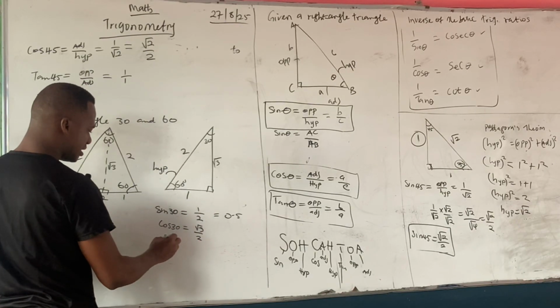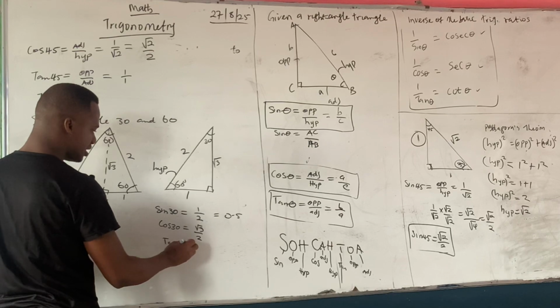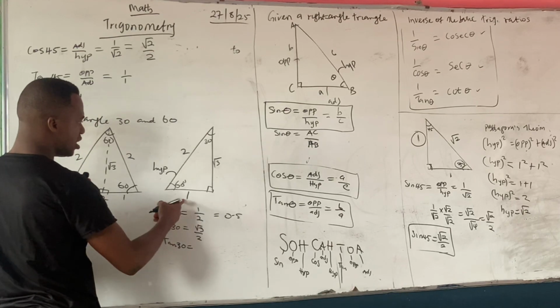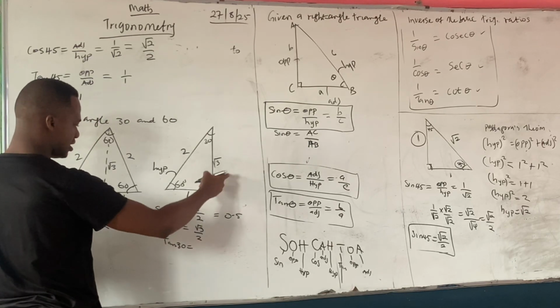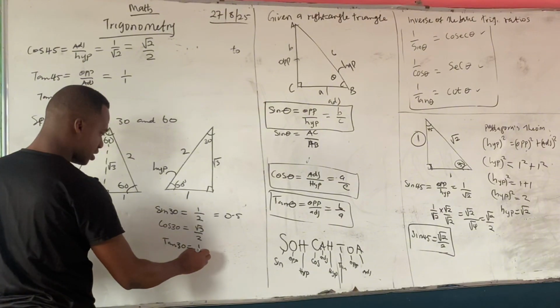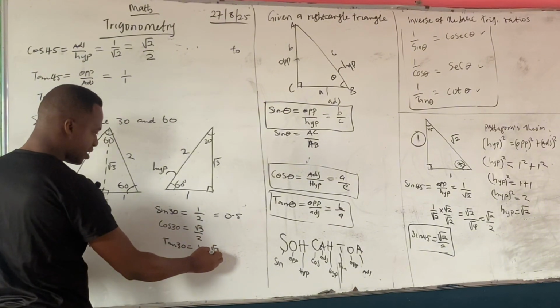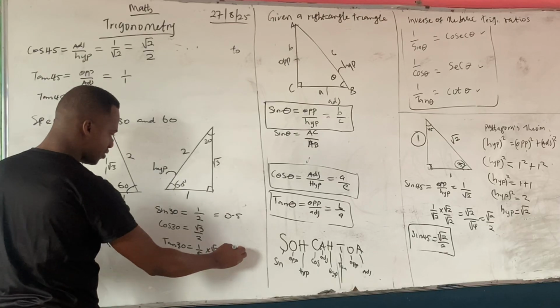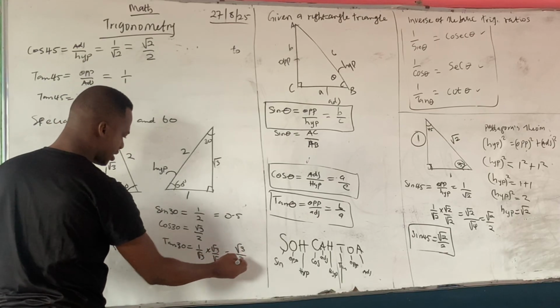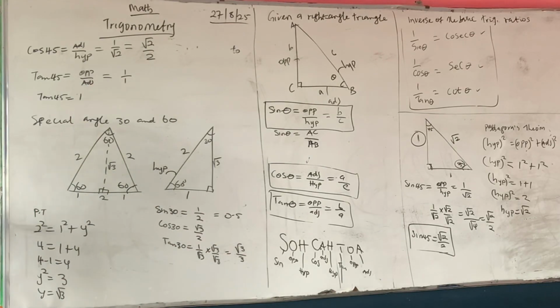What about tan 30? Tan 30 is opposite, which is here, over adjacent, that's here. 1 over root 3. When we rationalize, we're going to have times root 3 over root 3. This is going to give us root 3 over 3. So tan 30 is root 3 over 3.